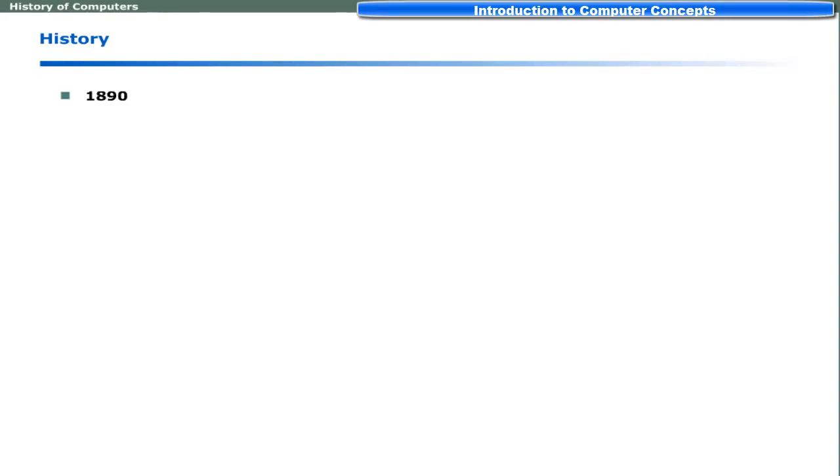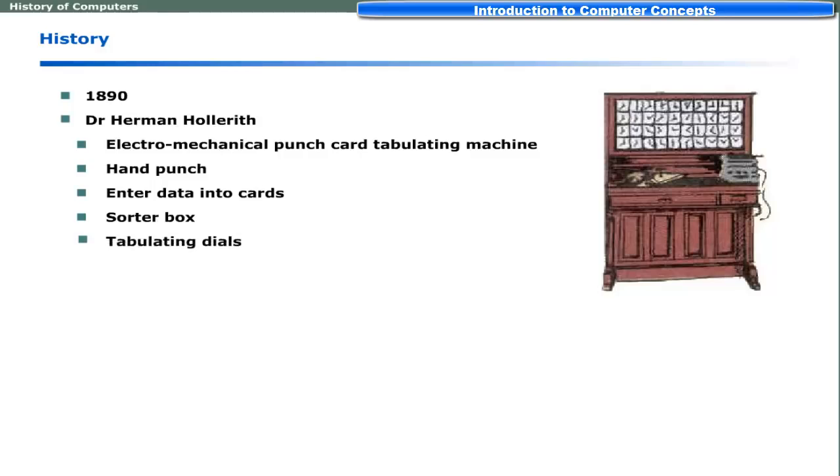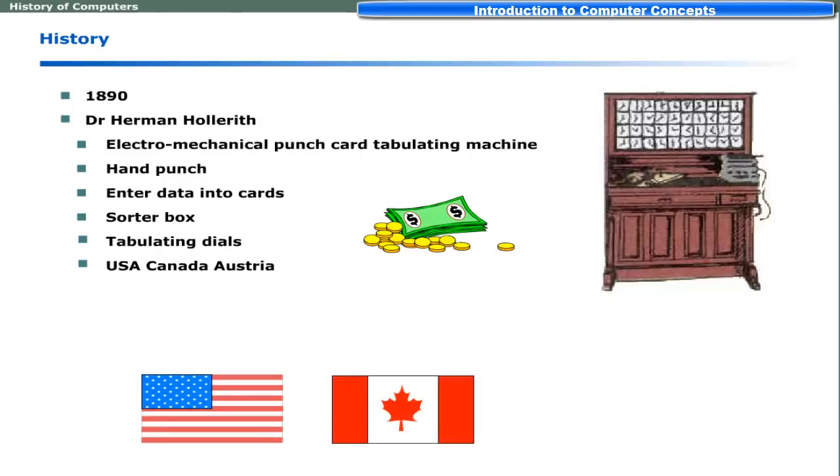During 1890, Dr. Herman Hollerith developed the first electromechanical punch card tabulating machine. Hand punch was used to enter data into cards. A sorter box was used to read and sort these cards. The output was summarized on tabulating dials. Hollerith earned handsome income by leasing his machinery to the governments of the USA, Canada, Austria and others. His invention led to the concept of modern data processing.